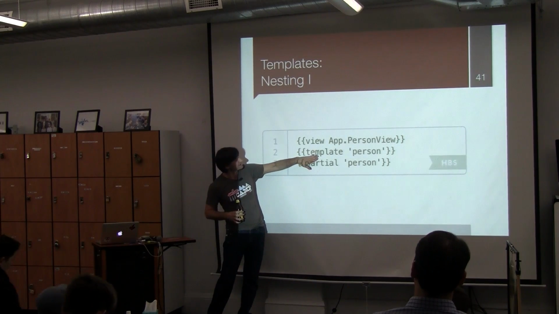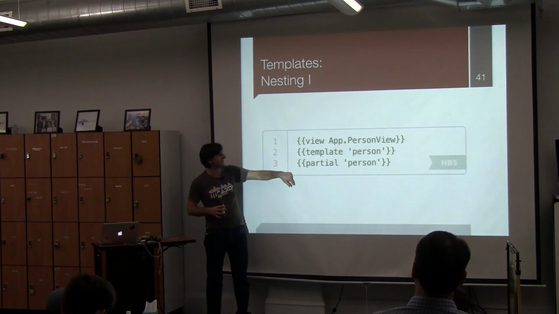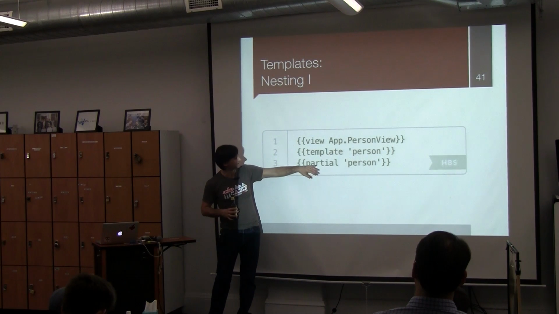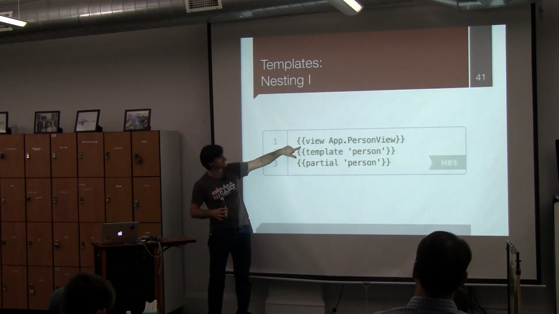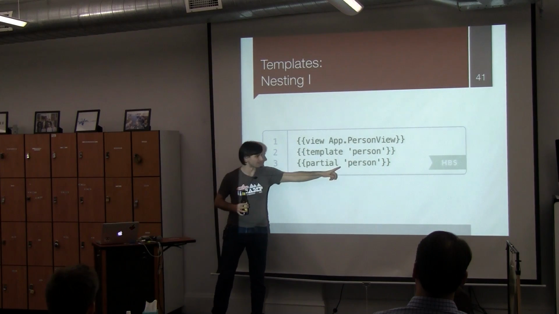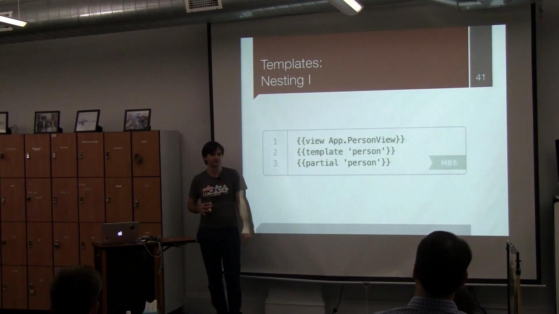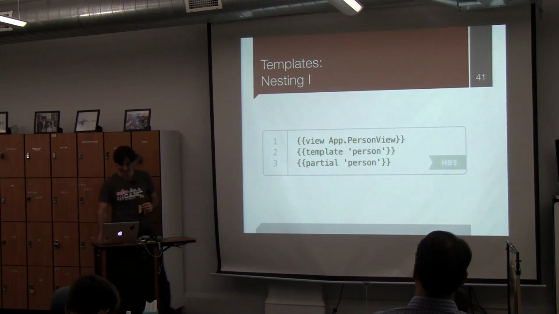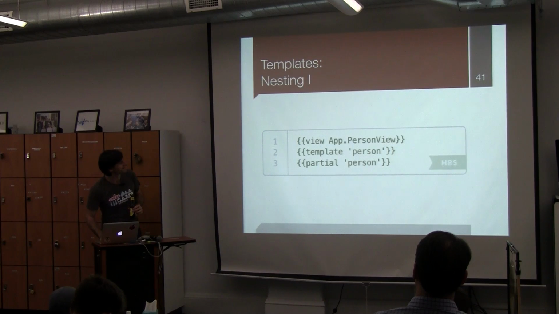You can reference a template name directly. Let's say you don't have a view class, you don't want a view class. You can also have a partial. These are, for all intents and purposes, the same. When it looks up person, it will look it up with a leading underscore. So I think it's kind of silly to have both of them, but that's what's there today.